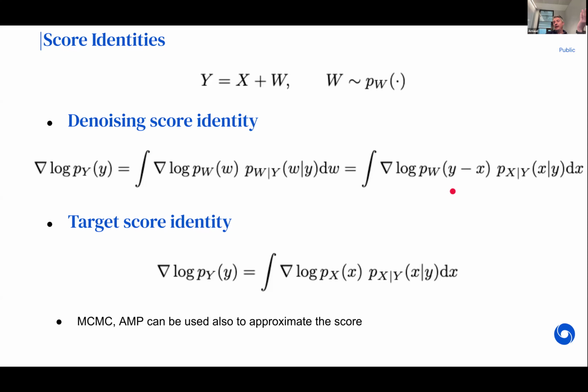Okay. So what can you do? Well, in machine learning, people tend to favor this identity because they have access to samples of x as well as samples of y. So essentially, they estimate this conditional expectation by regression. In the context we are in, you know that x is distributed according to pi, but you don't have access to samples from it. So you cannot use regression to estimate this conditional expectation.